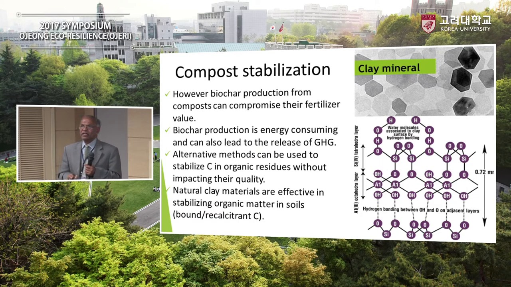So therefore, we thought, is there any alternative way? You store the carbon and at the same time, you make it a fertilizer. To stabilize the carbon without impacting the fertilizer quality. Natural clay materials are very effective in stabilizing organic matter in the soil. If you go to New Zealand, the soil contains a clay called volcanic ash clay. It's called allophanic clay. So they can capture and store the carbon. That is why New Zealand soil has a lot of carbon, whereas Australian soil doesn't have much carbon. So we thought we can use the same approach.